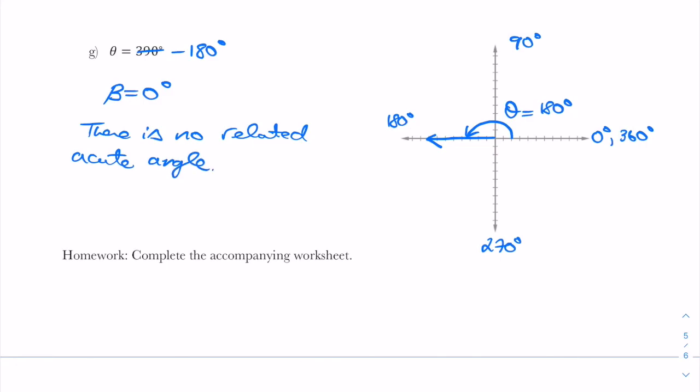All right, and that wraps up part 1 of the CAST rule. I left you with a worksheet to get some practice. Please try that. This lesson was probably heavy in terms of new terminology. Please again do make sure you're familiar with it, as we will use it again in the next lesson, and it definitely makes an appearance again in grade 12.